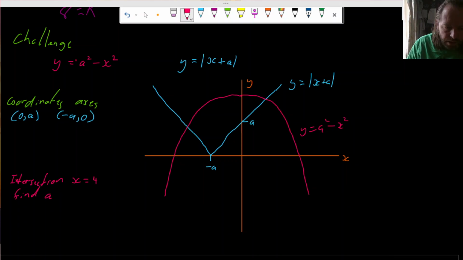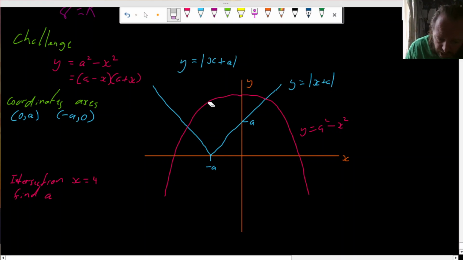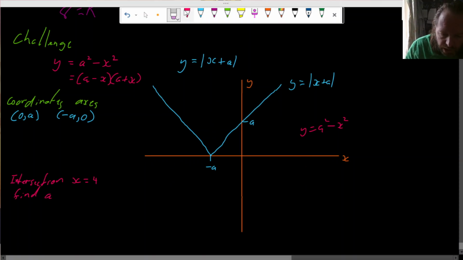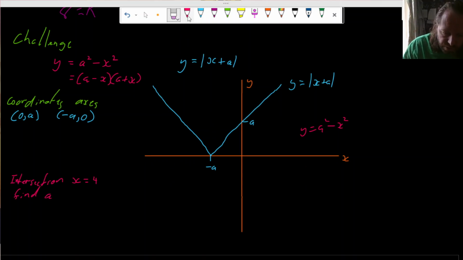What can we do with this one? Well, if you notice, a squared minus x squared is a difference of two squares, so we can do a minus x and a plus x, which means we get two solutions of a and minus a, which means I've drawn this thing awfully, because it's meant to be going through the same point. So I'm just going to quickly change that around. Now that I've just discovered that it goes through a on the axis.